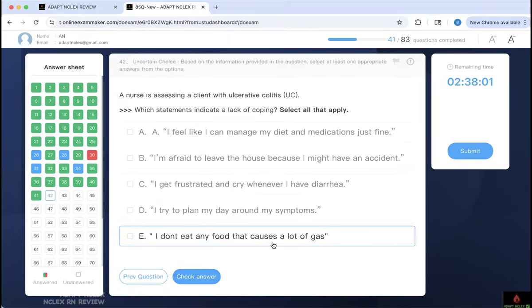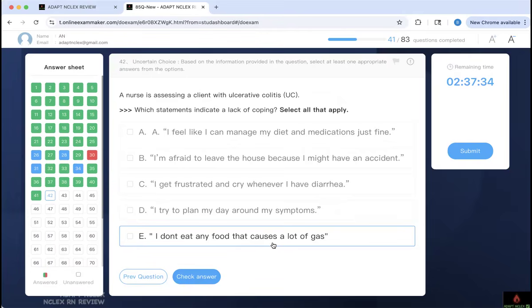And next is assessing a client with ulcerative colitis. Which statement indicates a lack of coping? If you know coping, that means you know adjusting to the condition. I feel like I can manage my diet and medication just fine. I'm afraid to leave the house because I might have an accident, diarrhea. I get frustrated and cry whenever I have diarrhea. I try to plan my day around my symptoms. I don't eat any food that causes a lot of gas.